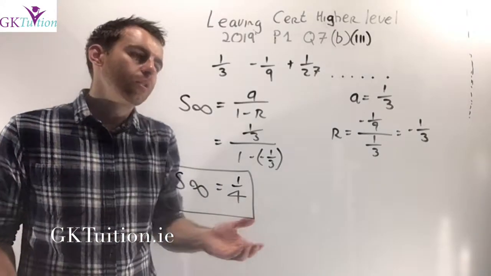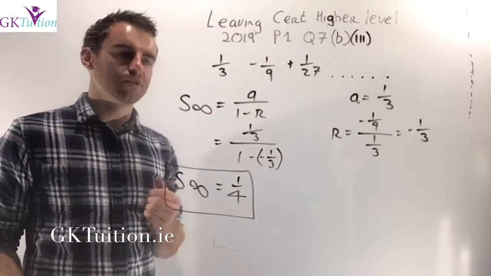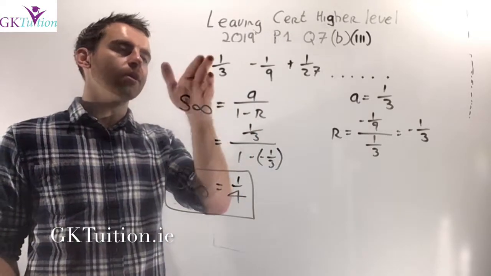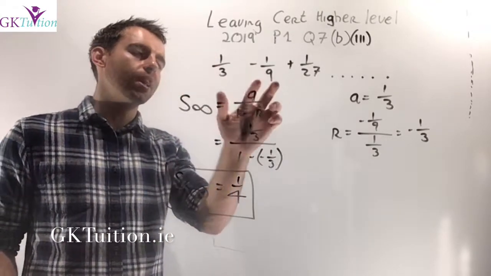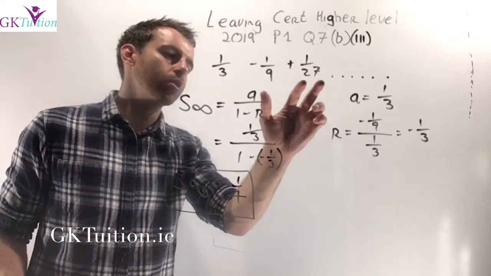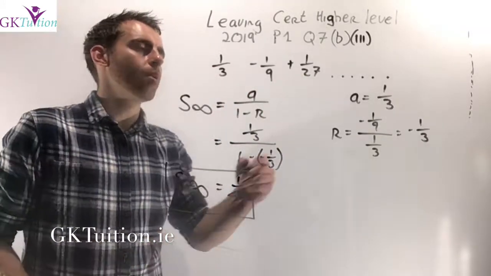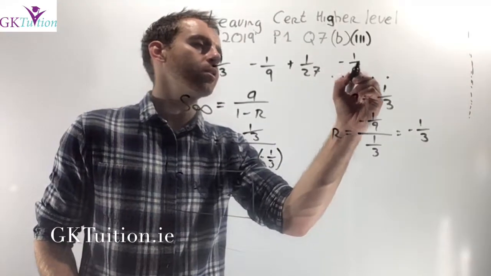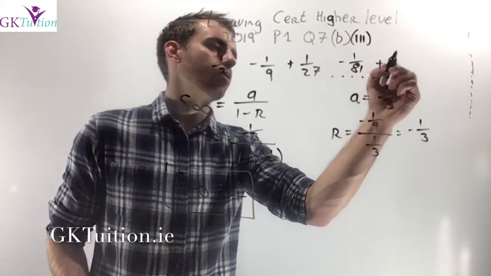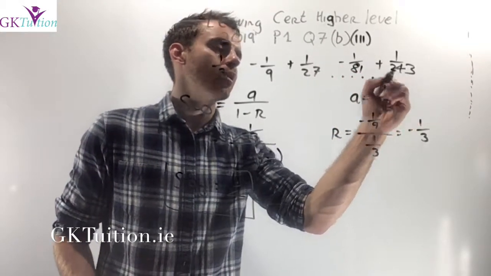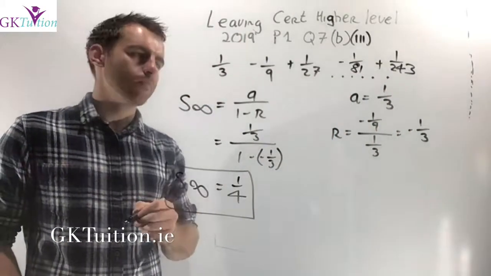Now, you need to recognize that this is actually a geometric series, because if I get 1/3 and I multiply by minus 1/3, I get to here. If I multiply by minus 1/3, I'd get to there. If I multiply by minus 1/3 again, I'd get to minus 1 over 81. Then I'd get to plus 1 over 243, and so on and so forth. And that would just keep going on.